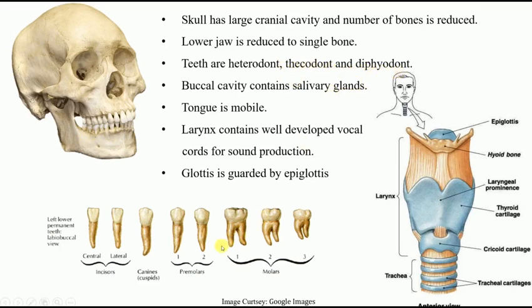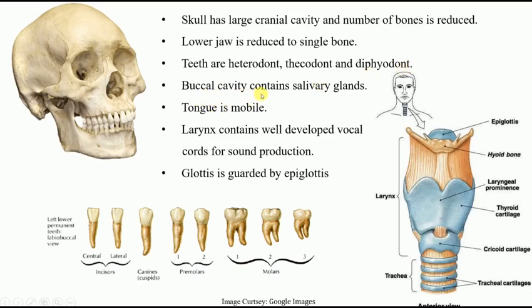Diphyodont, in the sense, in most mammals, the first set of teeth, if it is worn out, is replaced by a new set of teeth. So teeth generally arise twice, hence it is referred to as diphyodont. In this way, the teeth found in mammals are heterodont, having different types; thecodont, as they are lodged into the bone sockets of the upper and lower jaw; and diphyodont, as they arise twice.